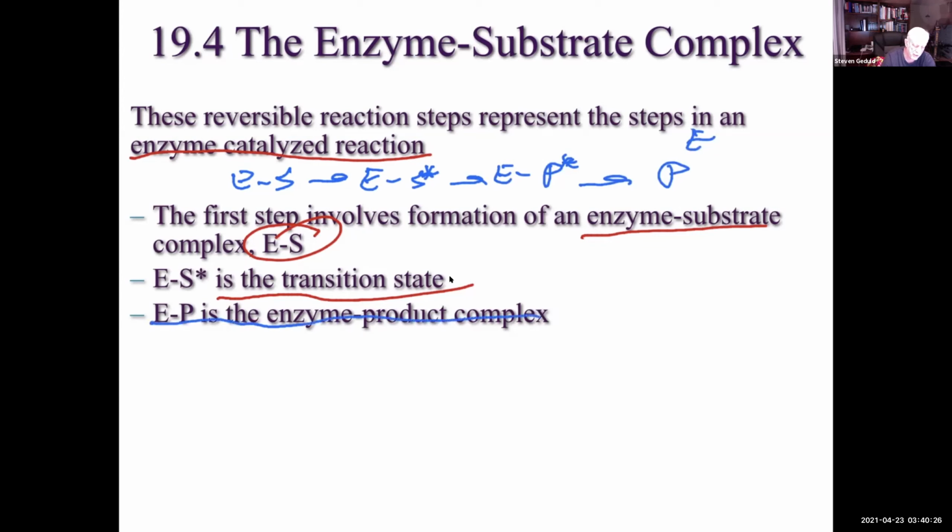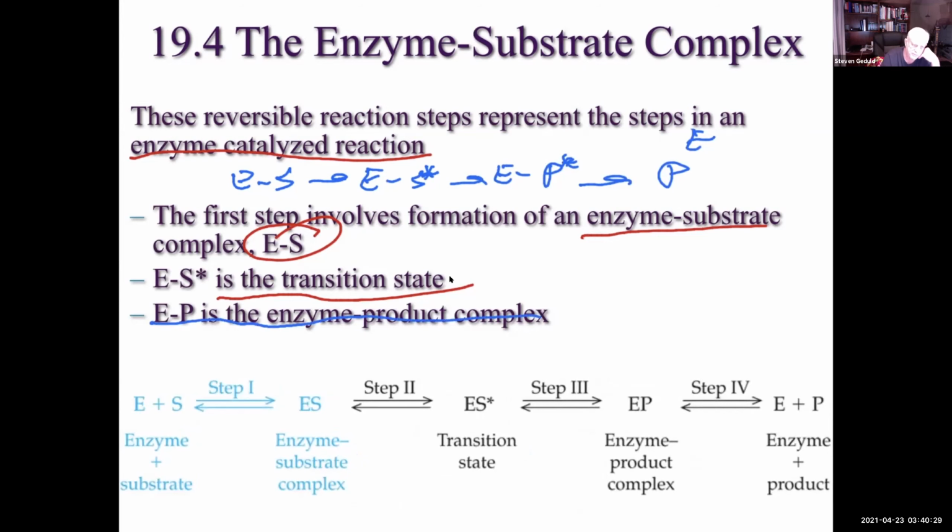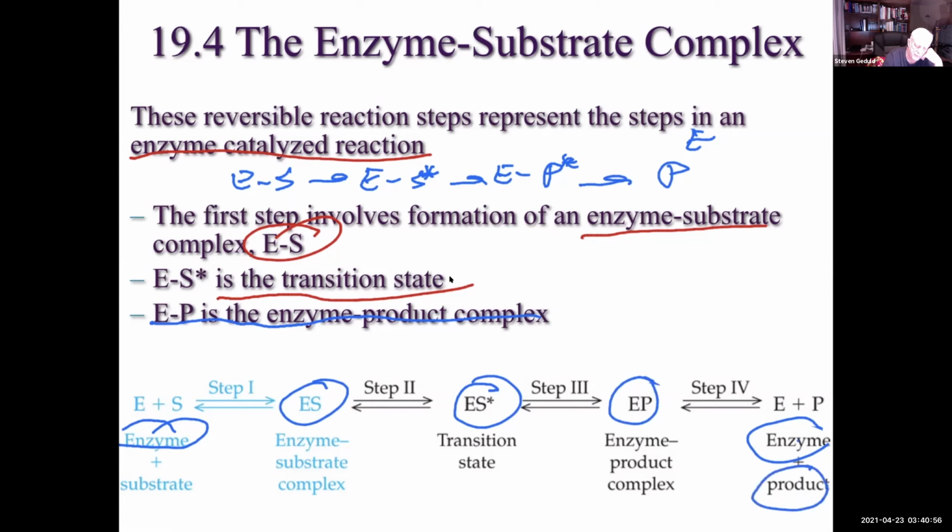EP is the enzyme product complex. So look at the different steps. You have your free enzyme. Now remember, for it to be an enzyme, it has to be regenerated at the end. The starting one has to be regenerated. So the enzyme and substrate combine to form your enzyme substrate complex. Then there's a transition state where you start changing the substrate into what the product's going to be. And then you still have the enzyme bound to the product once the product is formed. And then the enzyme has to separate and regenerate, and you have your product and your enzyme. So those are the steps involved in an enzyme catalyzed reaction.